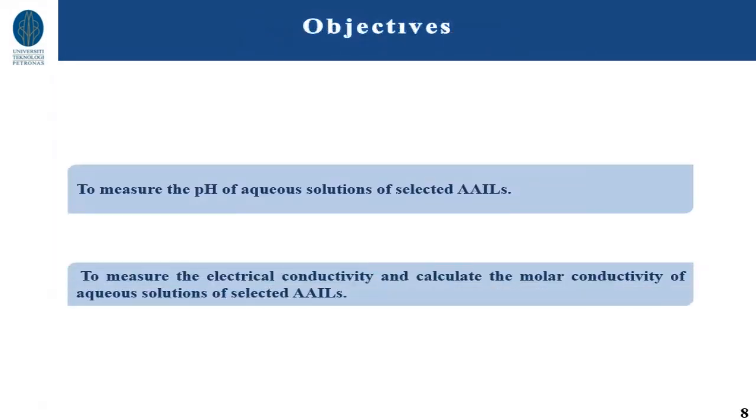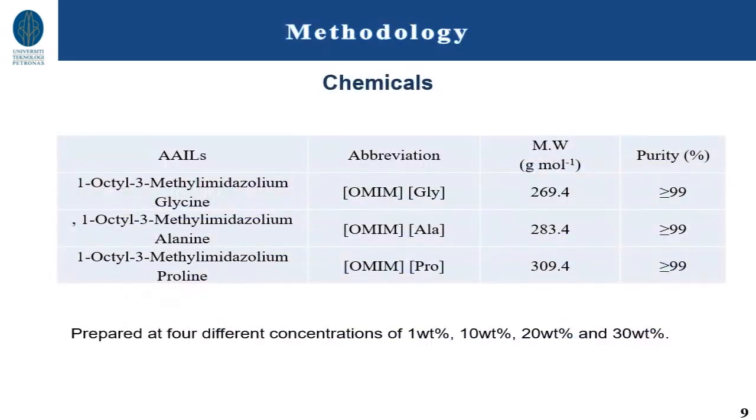In order to address our problem statement, we have two objectives. One is to measure the pH and the other is to measure the electrical conductivity of aqueous solutions of AAILs. These are the three chemicals that we use for the study: 1-octyl-3-methylimidazolium glycine, alanine, and proline. These three chemicals are prepared at four different concentrations: 1, 10, 20, and 30 weight percent.